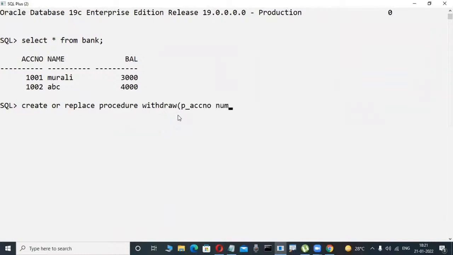Account number I'm passing. Again, the amount also I'm passing, only because I try to withdraw. The ATM card is there, same like that. And now here, the amount, I'm passing something only. Okay. Now some coding is there. I want to find out a balance.